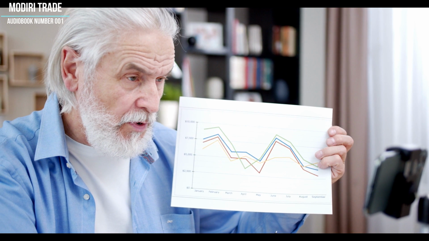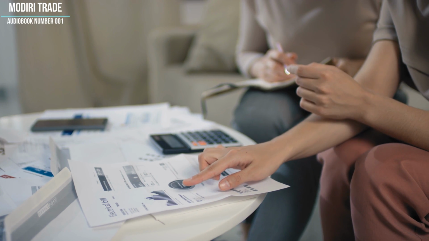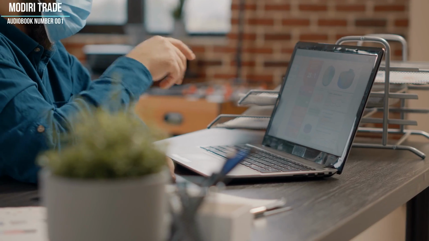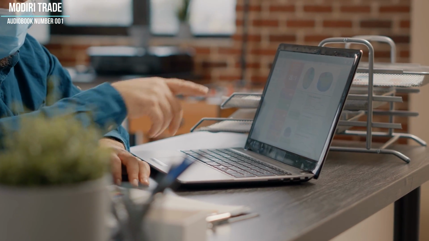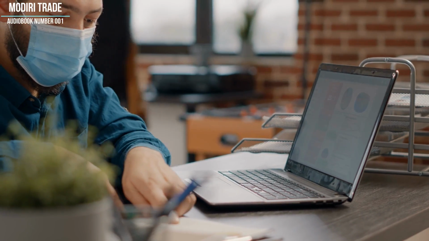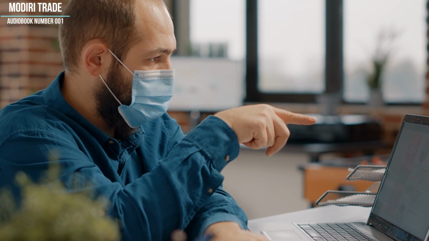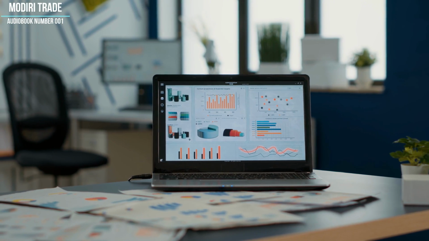This includes the following. Number 1, analytical skills. Number 2, research skills. Number 3, focus and control. Number 4, money management. And number 5, psychology. Analytical skills for Forex trading.